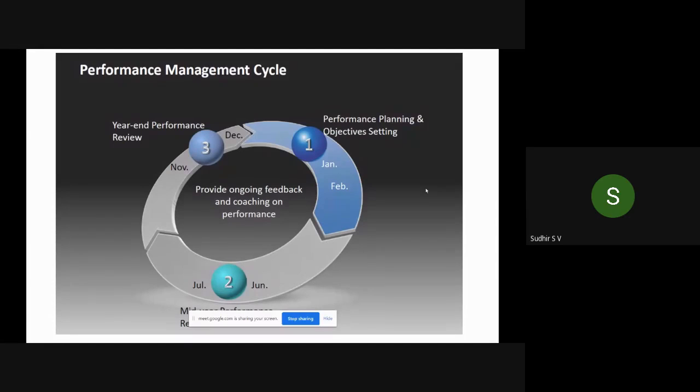Because the employee might have agreed, okay, I can do this. When they actually start working, they will discover that they're not properly equipped to handle this. So the manager might need to step in and provide the required support. The objective of the manager is to help the employee succeed.